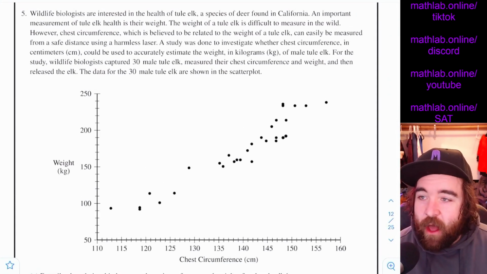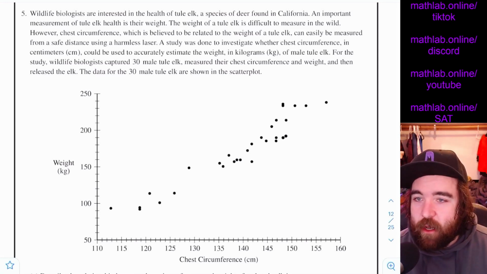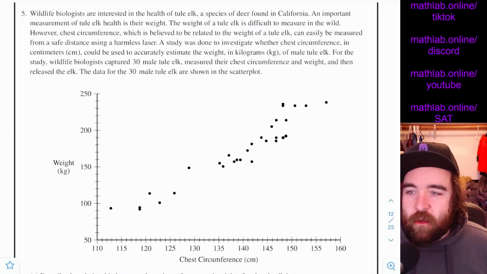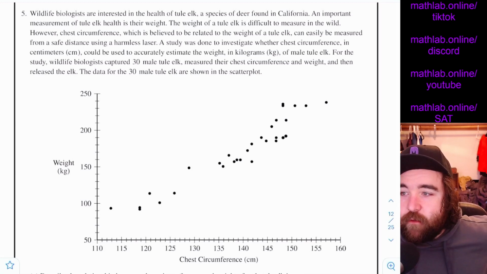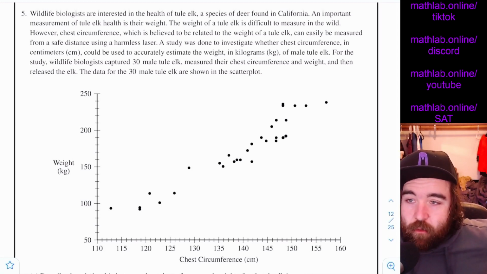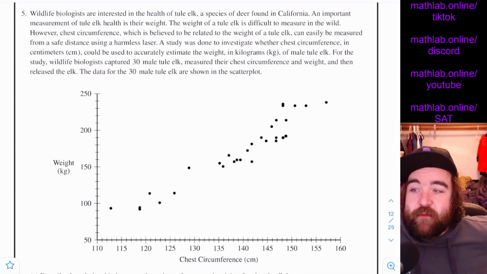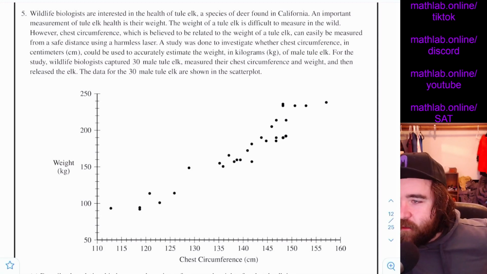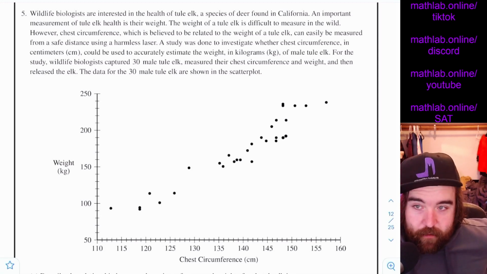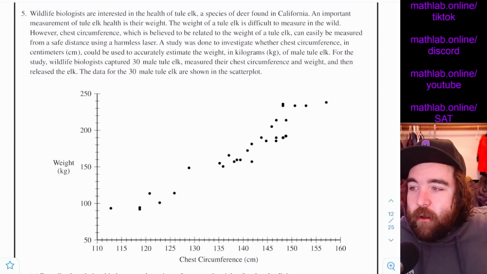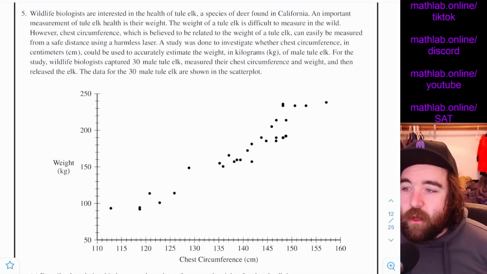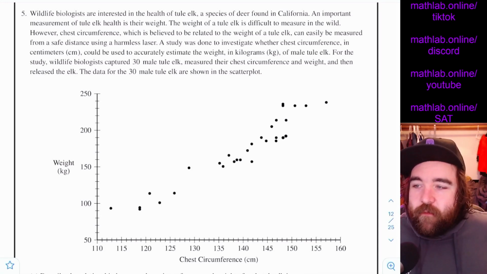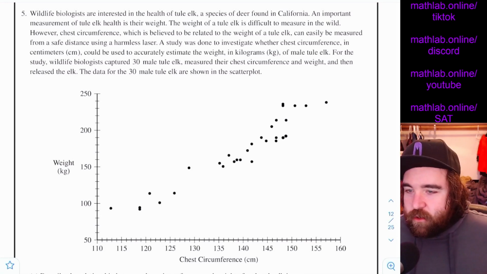Wildlife biologists are interested in the health of tall elk, a species of deer found in California. An important measurement of tall elk health is their weight. The weight of a tall elk is difficult to measure in the wild. However, chest circumference, which is believed to be related to the weight of a tall elk, can easily be measured from a safe distance using a harmless laser. A study was done to investigate whether chest circumference in centimeters could be used to accurately measure the weight in kilograms of male tall elks. For the study, wildlife biologists captured 30 male tall elks and measured their chest circumference and weight, and then released the elk. The data of the 30 male tall elks are shown in the scatter plot.